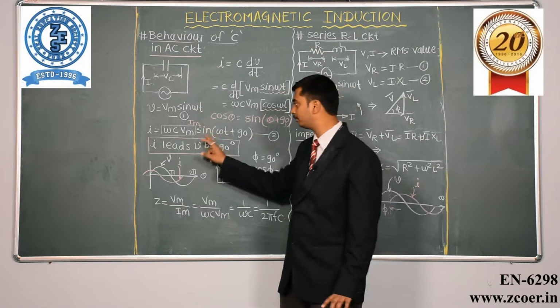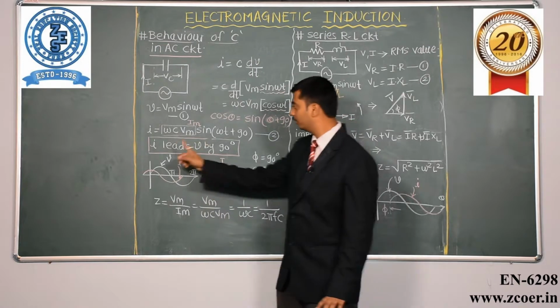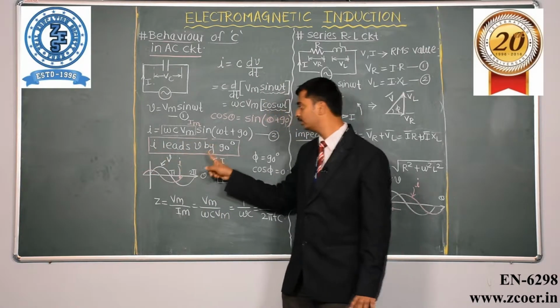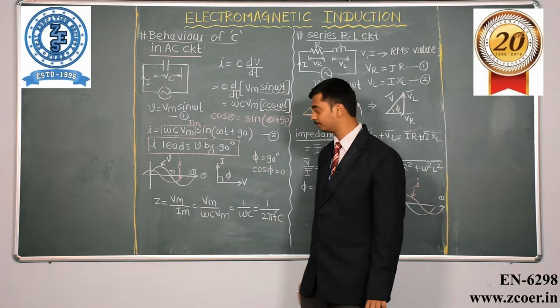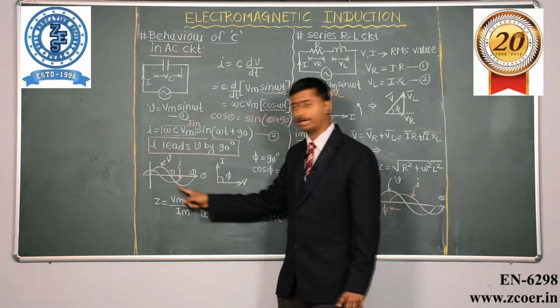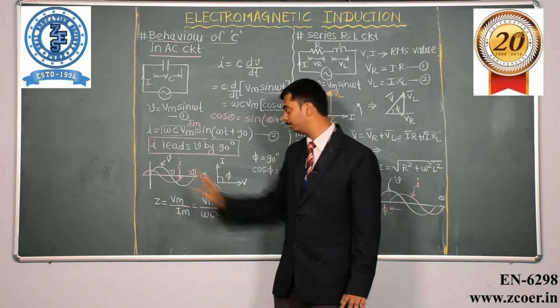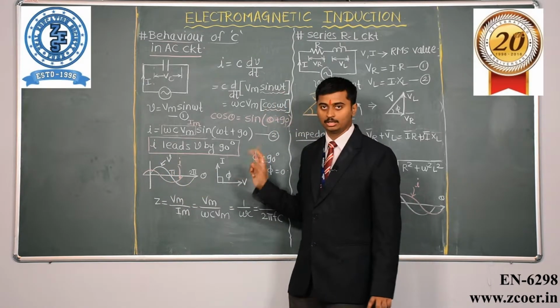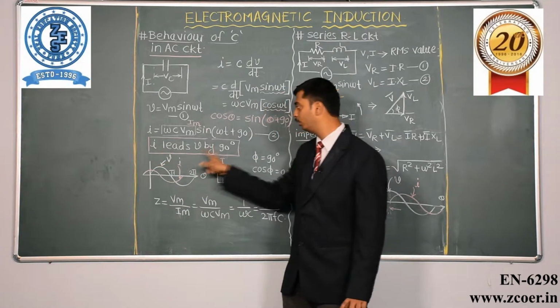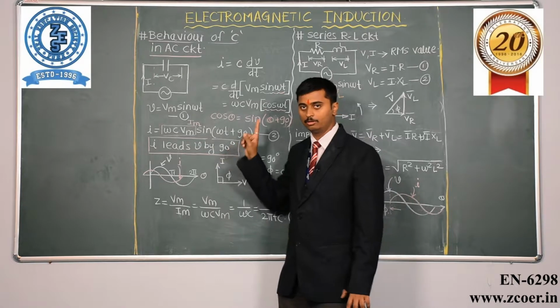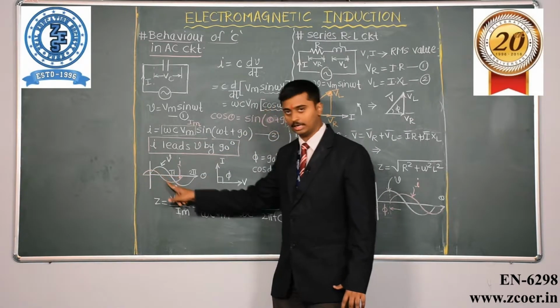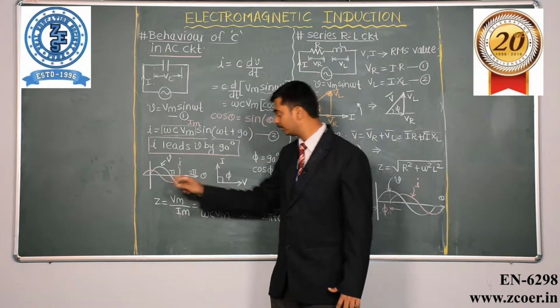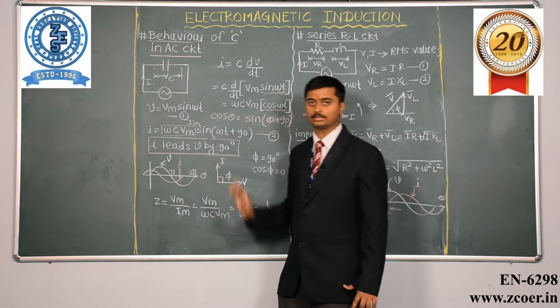So from these two expressions, we can say that the current I leads the voltage by an angle of 90 degrees. This is the diagrammatic or waveform representation. The first waveform represents voltage. Now what is the meaning of I leads the voltage by 90 degrees? First the current waveform starts, and after some time the voltage waveform starts.